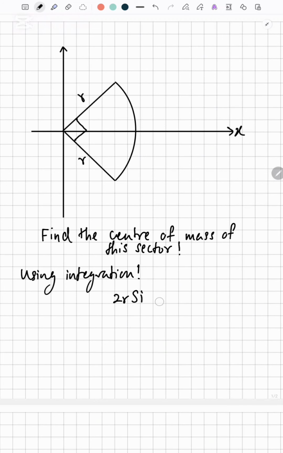So this is straightforward, but I'm going to show you how to find the center of mass using integration. So the basic formula to find center of mass using integration is this: center of mass along the x-axis. As you can see, it's perfectly symmetrical. We don't have to worry about the center of mass along the y-axis. We only have to worry about the center of mass along the x-axis because it's going to be somewhere here, and we need to find that point.